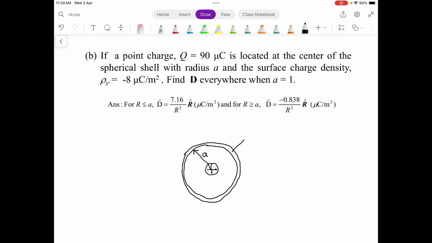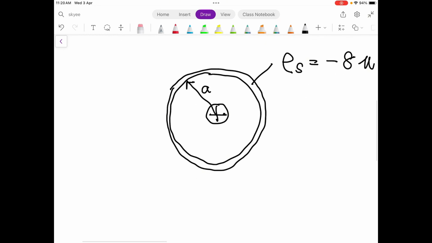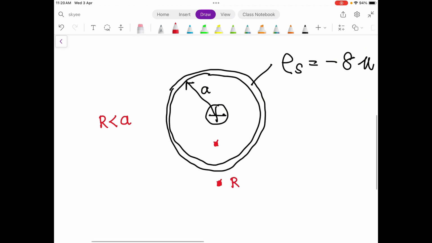And the rho s is given as negative 8 microcoulombs per meter squared. Find D everywhere. Finding D everywhere means you need to find D in this region and in this region. The first region is where r is less than A, and the second region is where r is greater than A. You need to find what D is in each. Clear about the question?